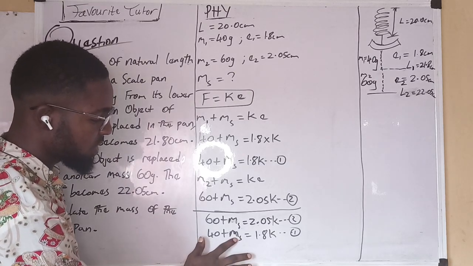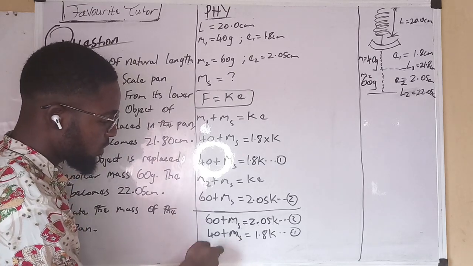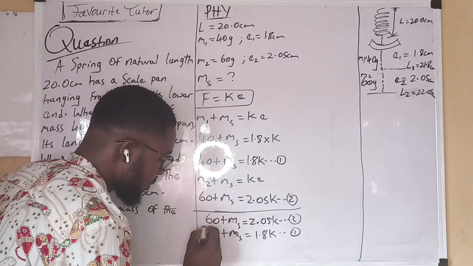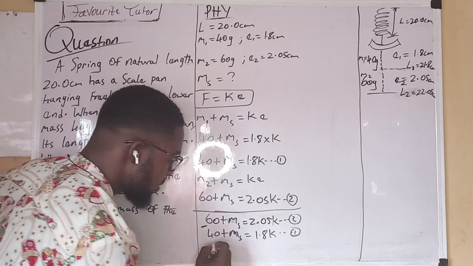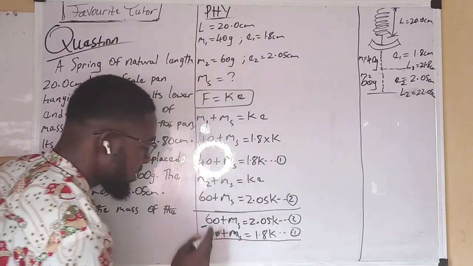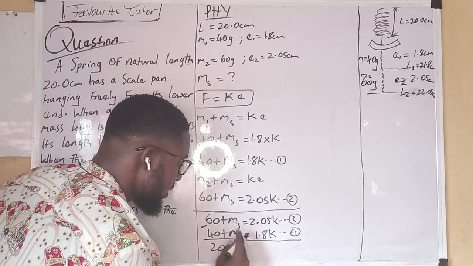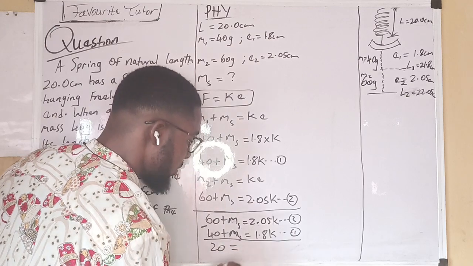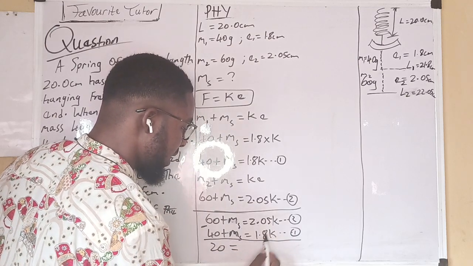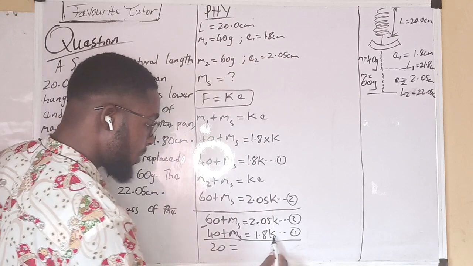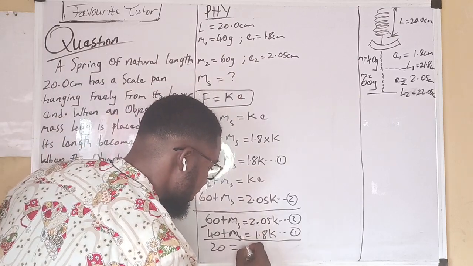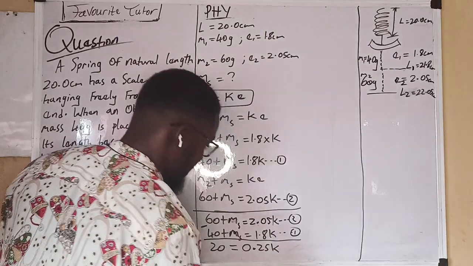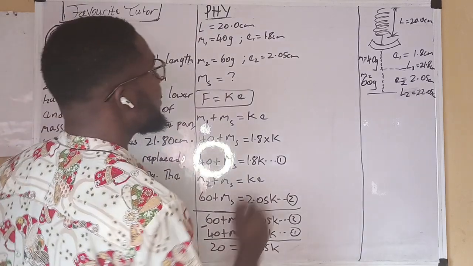This is the one that is very easy to eliminate because it has the same sign and the same coefficient. So to eliminate it, we subtract. For the same sign, we subtract. 60 minus 40 is 20. The mass of the scale pan minus the mass of the scale pan is out of the game. While this is equal to 2.05K minus 1.8K, which gives us 0.25K.